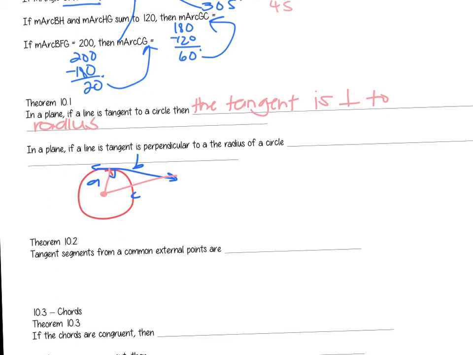And then the vice versa, or the reverse of it, is: in a plane, if a line is perpendicular to the radius of a circle, then the line is a tangent. So in that case, they would give you all three of those measurements, and you would show that a squared plus b squared equals c squared to prove that it's tangent.